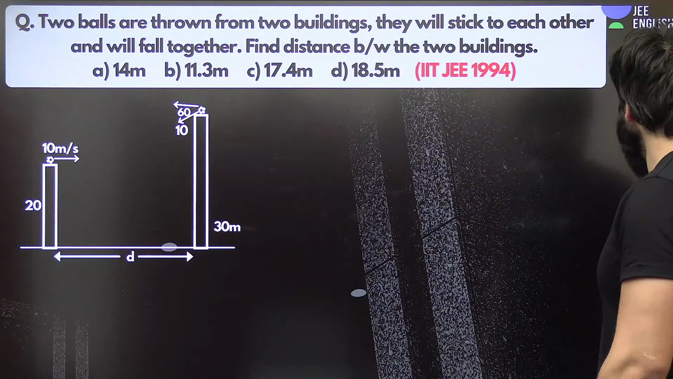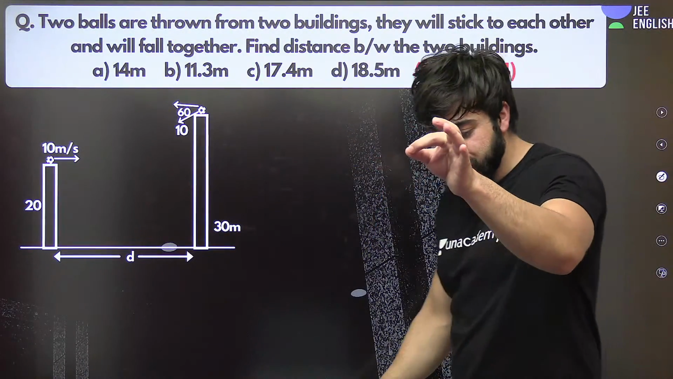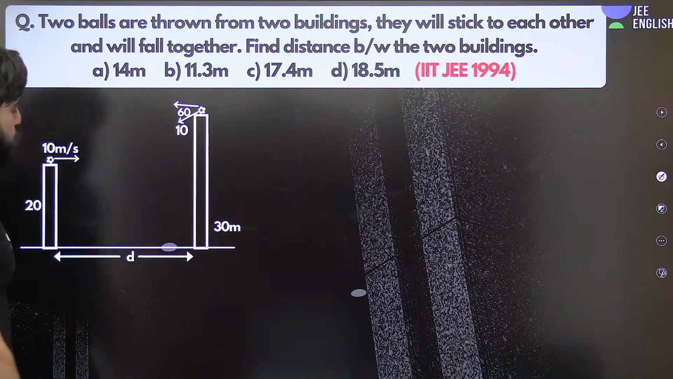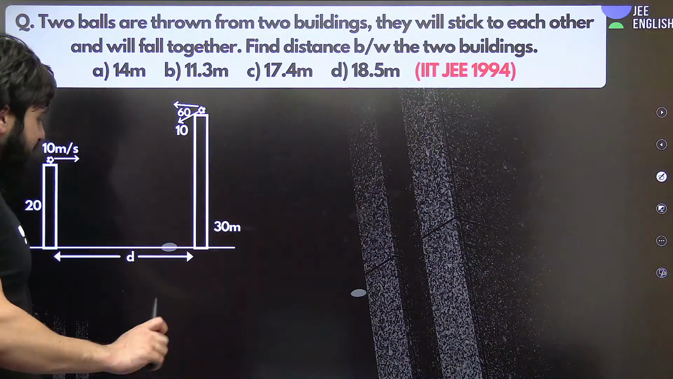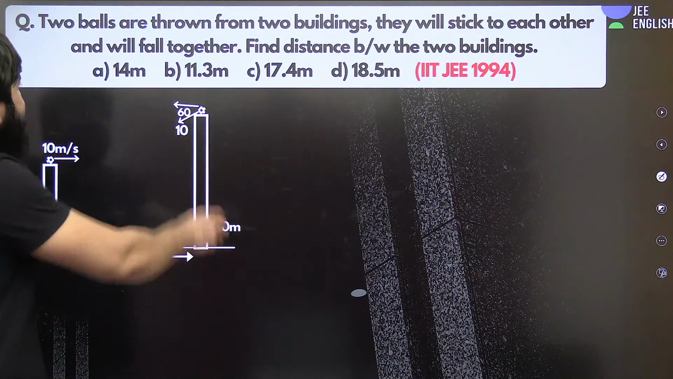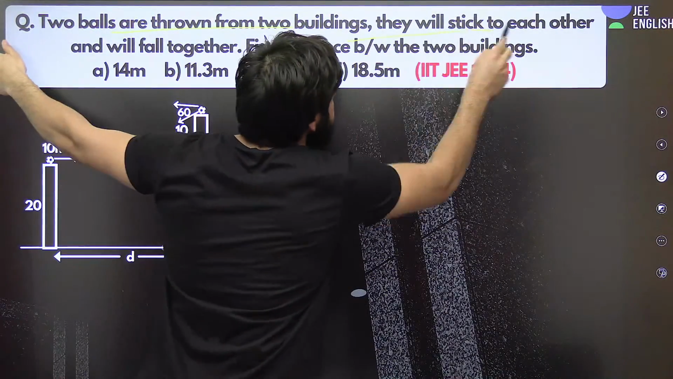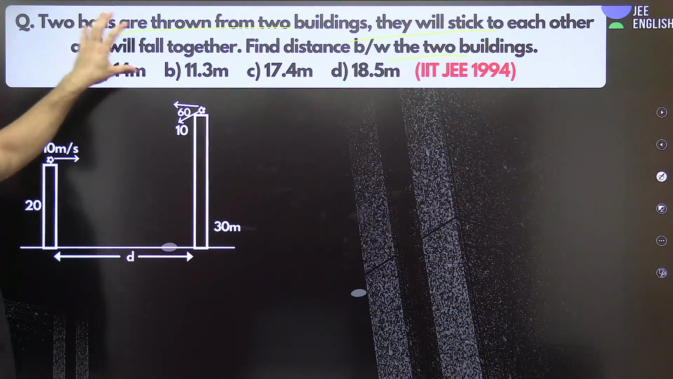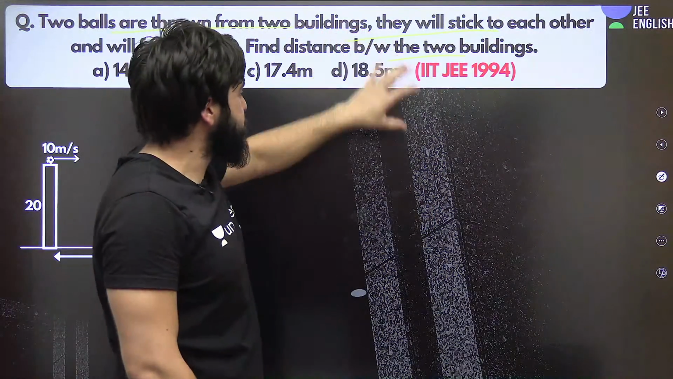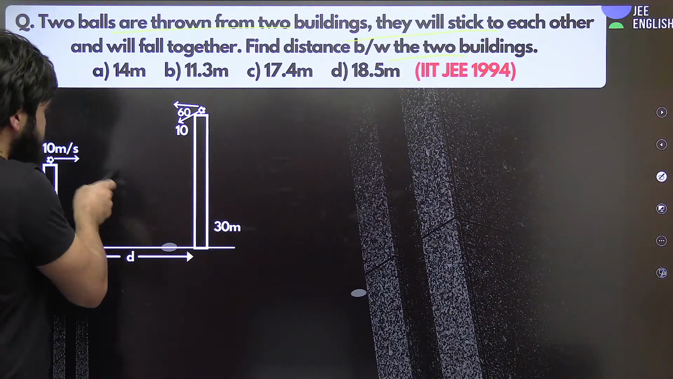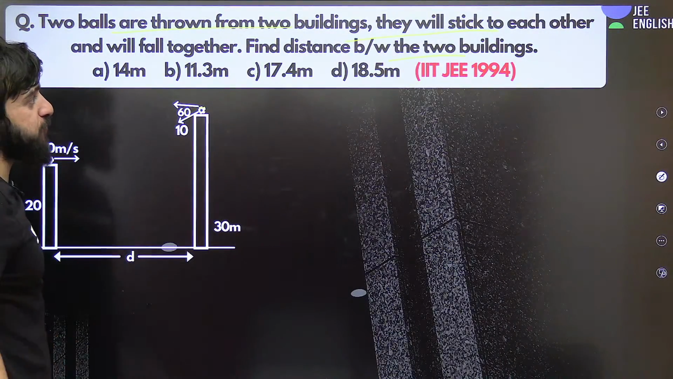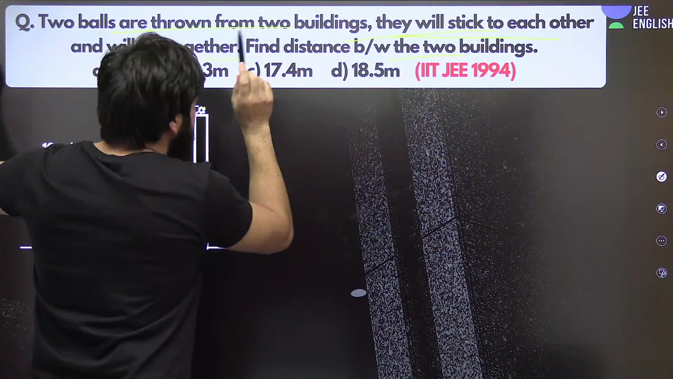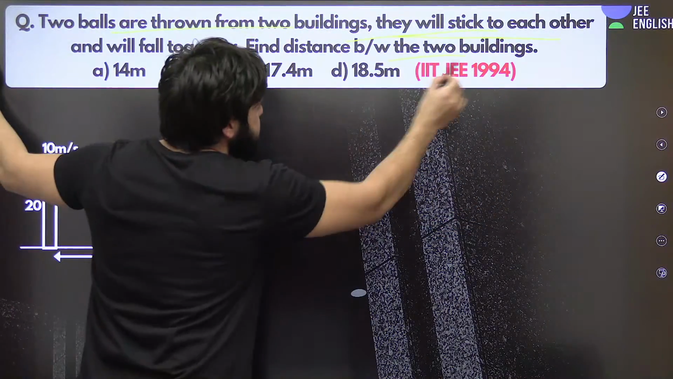Okay. The next level problem. Everybody listen to me very carefully now. We need to basically solve this question. Now, how can we exactly go for this one? What is given over here is two balls are thrown from two buildings. This ball is thrown from this building. This ball is exactly thrown from this building. They will stick to each other and will fall together. Find the distance between the two buildings.